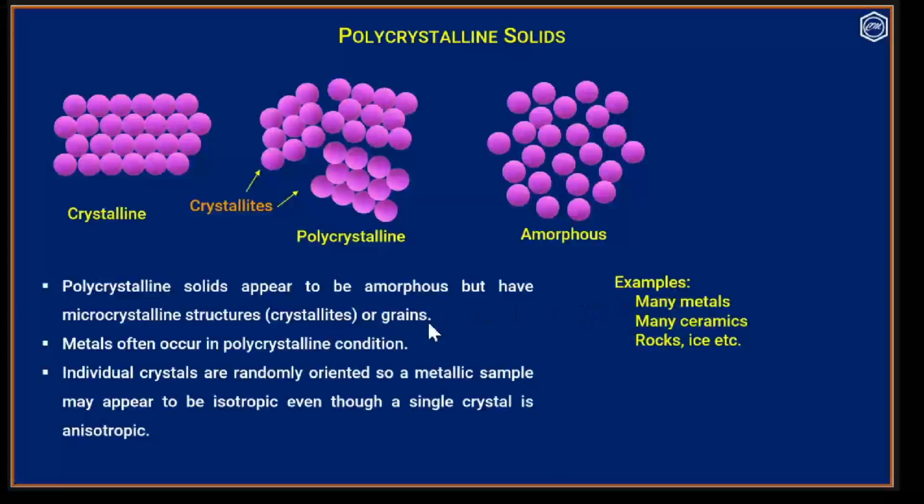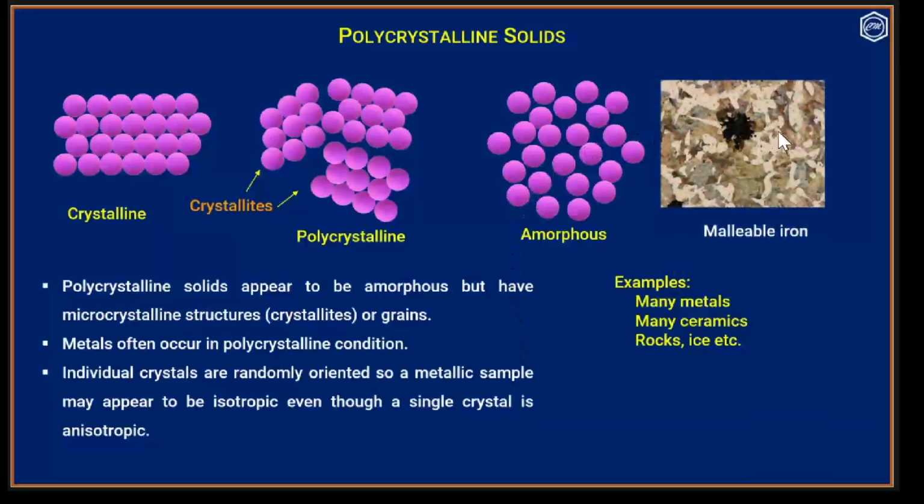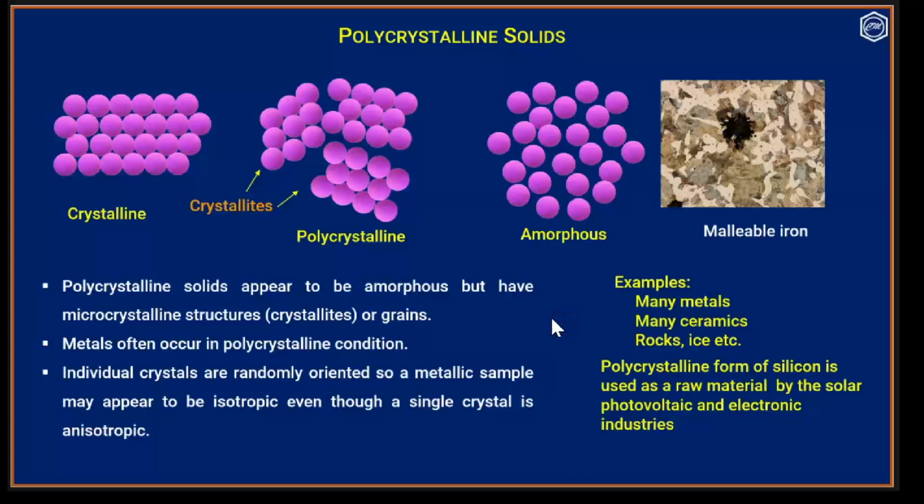Some examples of polycrystalline solids are many metals, many ceramics, rocks, ice, etc. Malleable iron is polycrystalline, and we can see a regular ordered arrangement in certain regions, and these are called grains. The polycrystalline form of silicon is used as a raw material by the solar, photovoltaic and electronic industries.